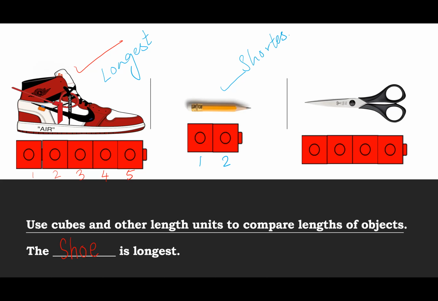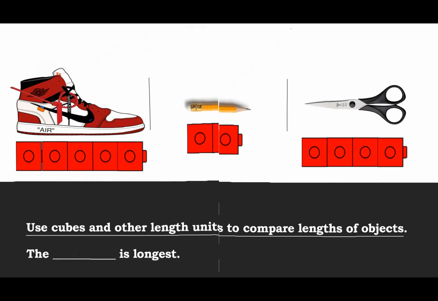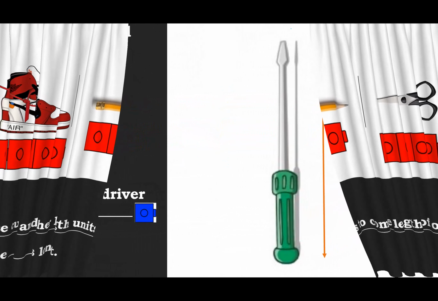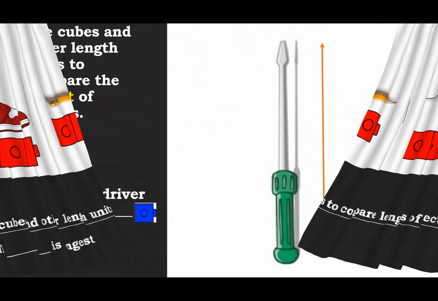So over here, I know that I can now use cubes to compare the length of different objects, and then I can easily find which is the longest object and which is the shortest object. Now, next. Here we compared the length.